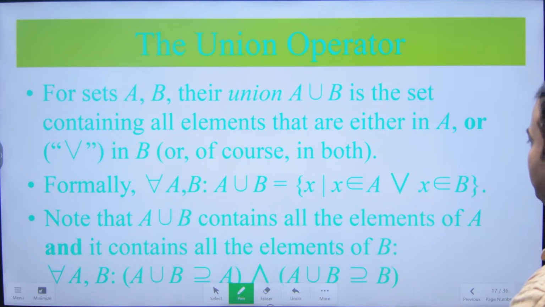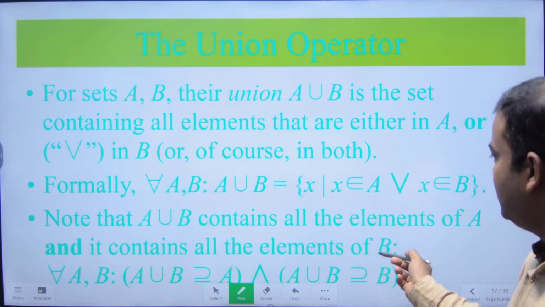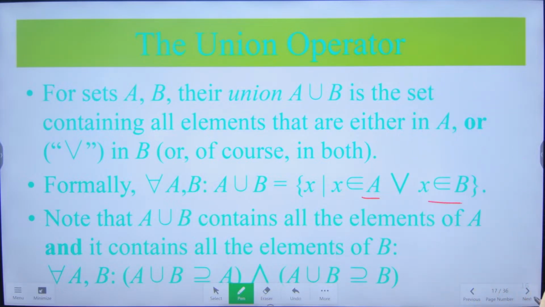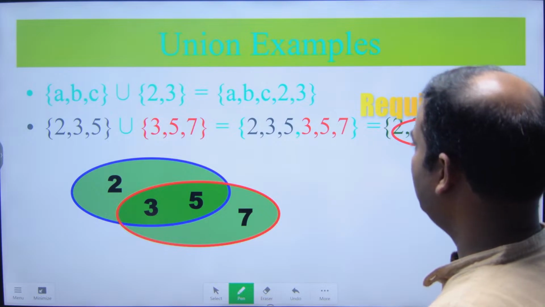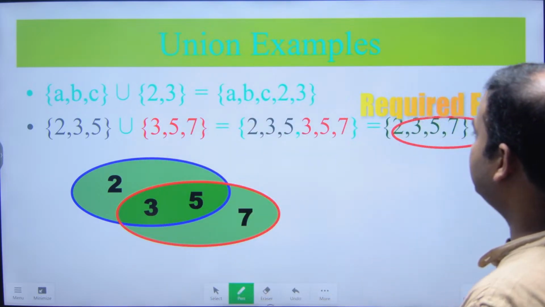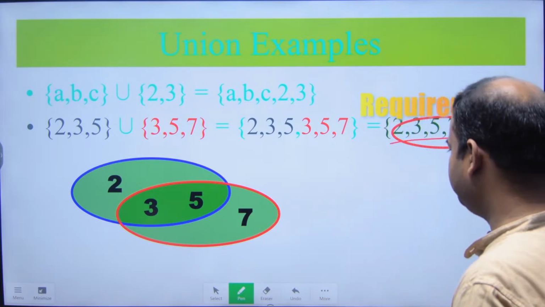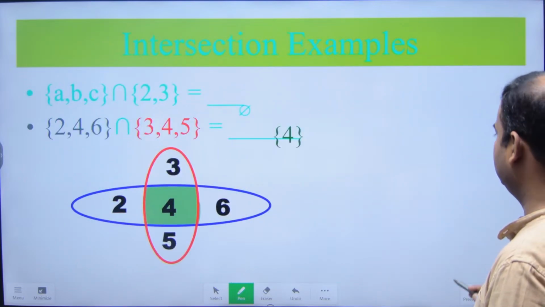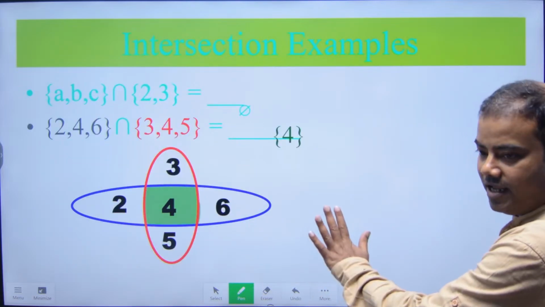Union operation. You know what union is? It is the set of all x, where x is an element of A or x is an element of B. That you know. So one example is 2, 3, 5 and 3, 5, 7. So the union is 2, 3, 5, 7. Okay. Intersection similarly you also know. So this thing is clear, intersection is clear.